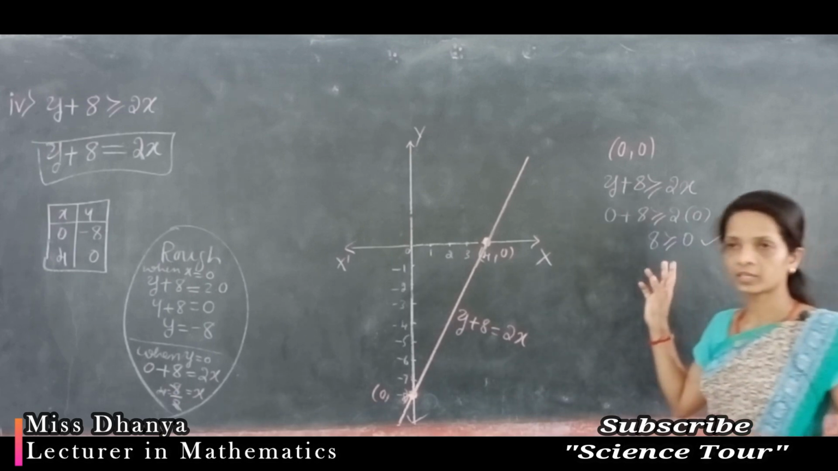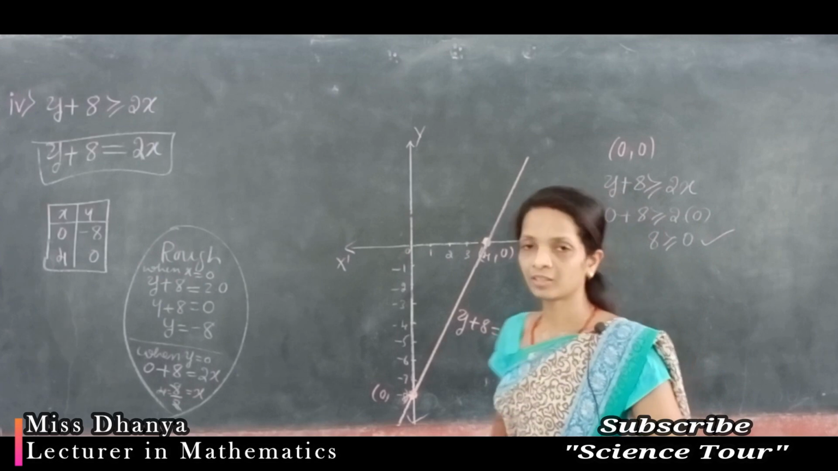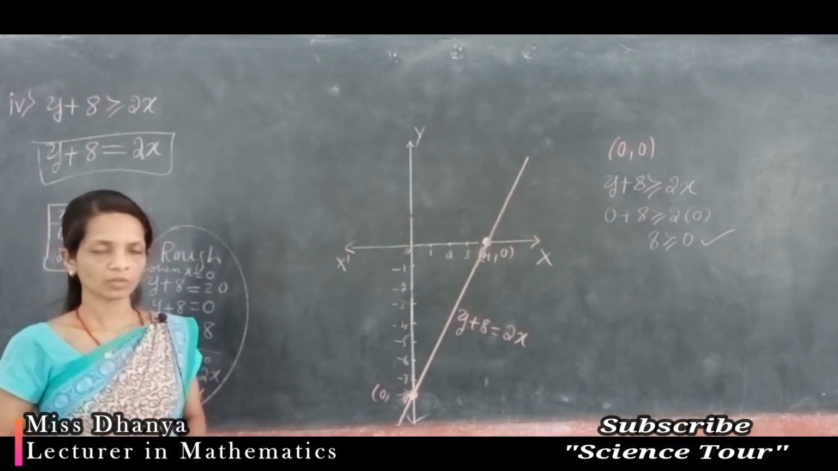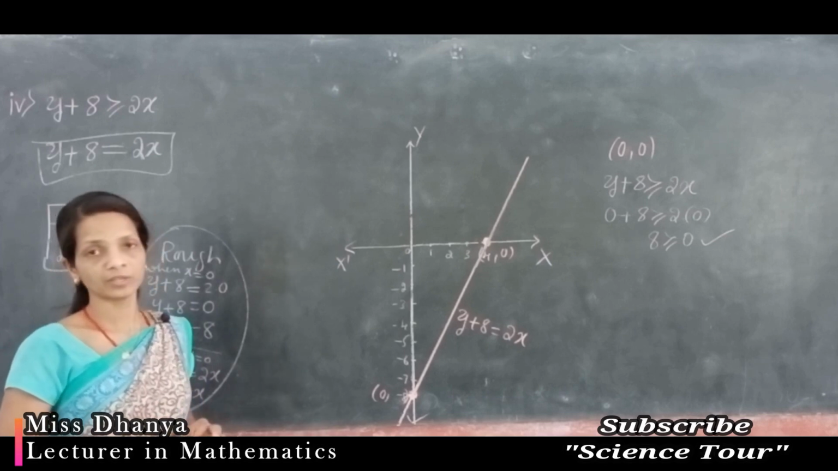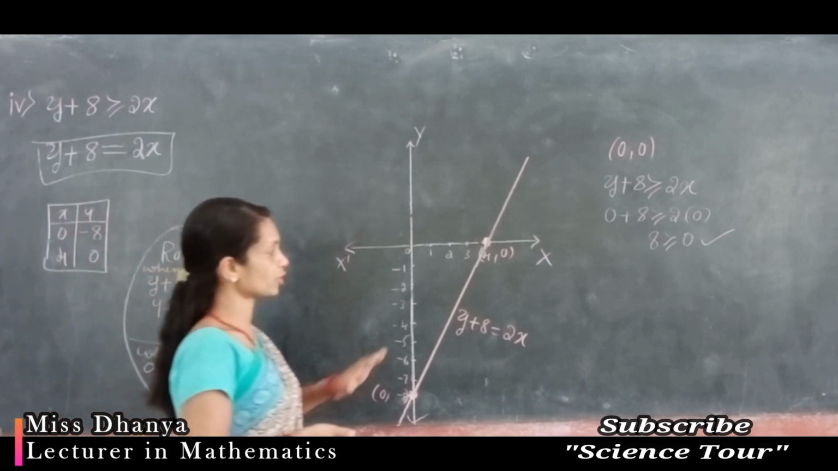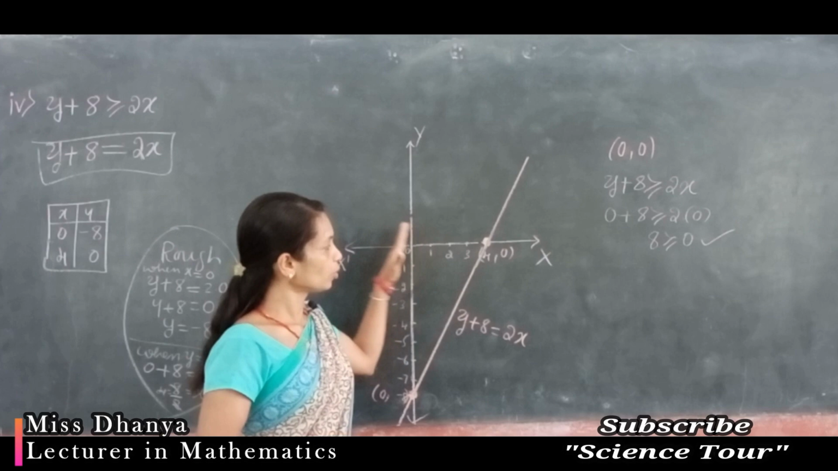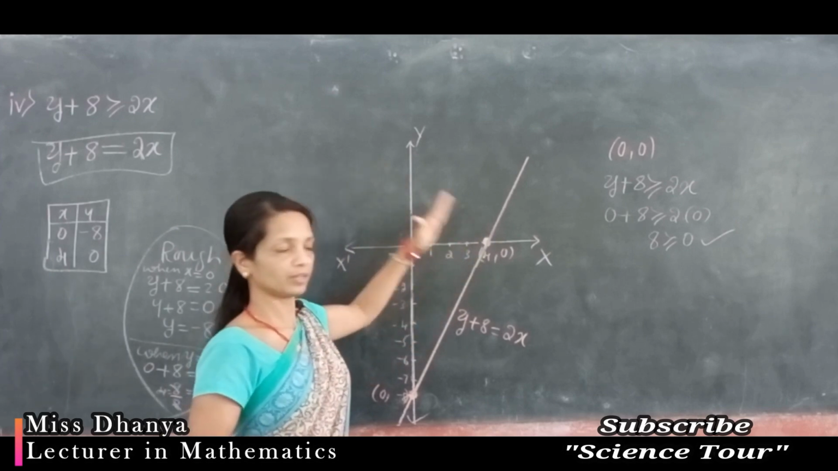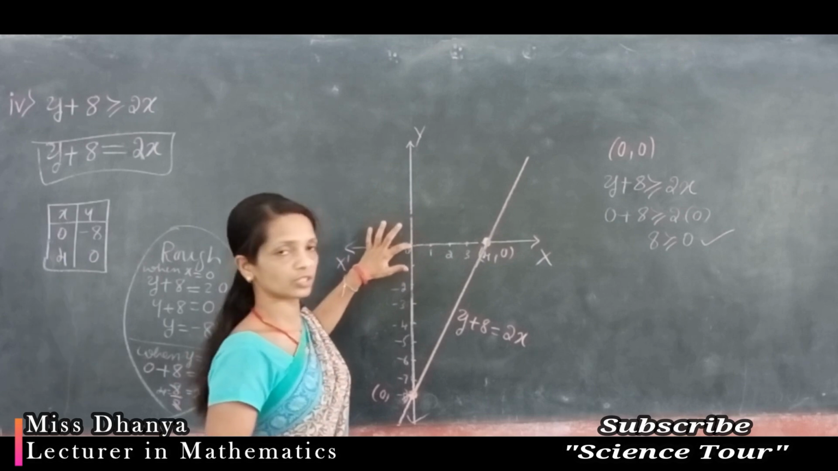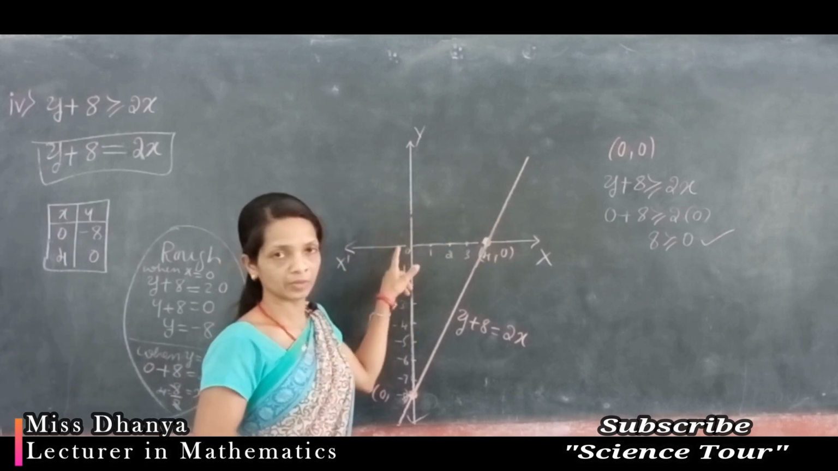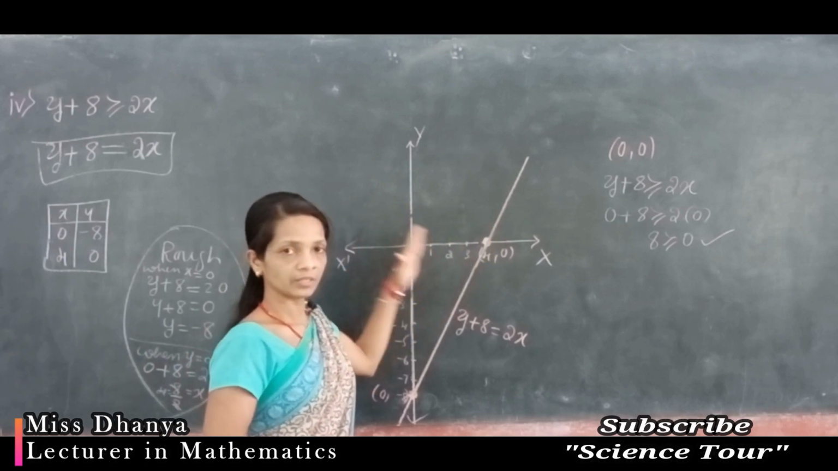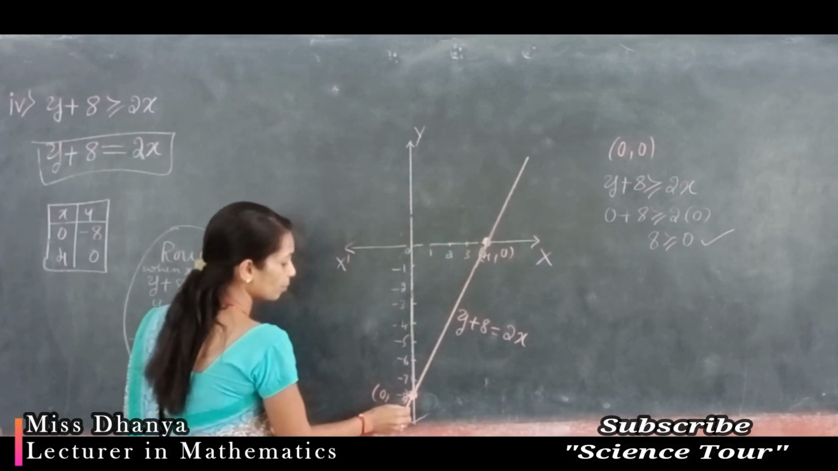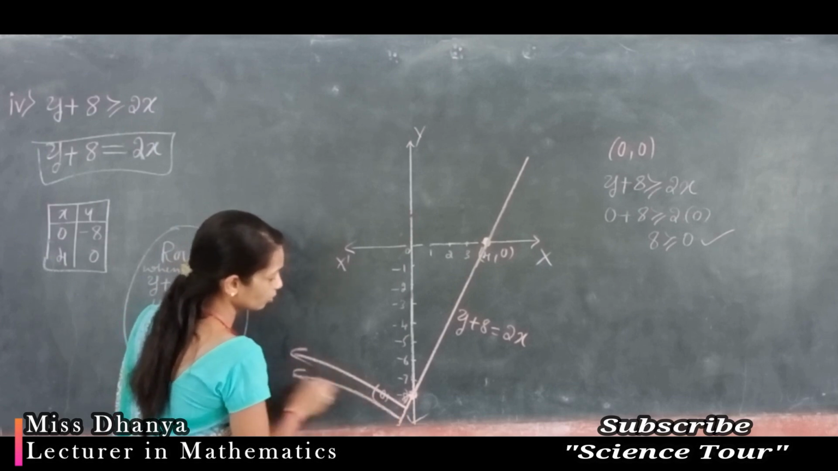So since you got a correct inequality, you have to shade the region containing the checking point. Now observe which region, which half plane, is containing the checking point. You see above this line, you have the upper half plane. In that half plane you have the checking point. Since we got a correct inequality, you have to shade the half plane containing the checking point, meaning the upper half plane, that you have to shade.